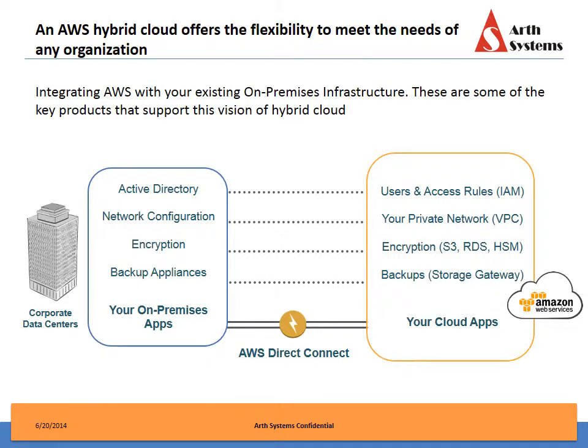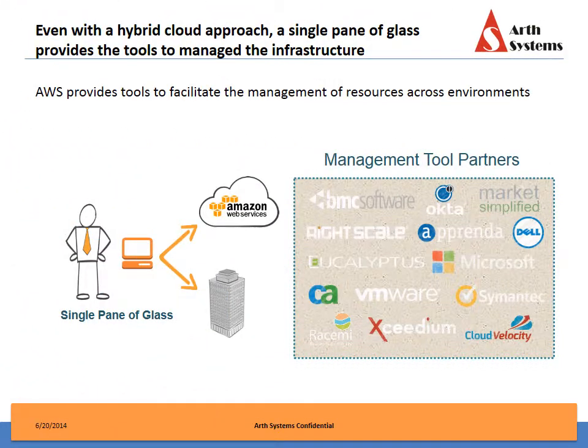An AWS hybrid cloud offers flexibility to meet the needs of any organization. Using AWS Direct Connect, your AWS resources can integrate with Active Directory, your network configurations, your encryption policies, and your backup appliances. The tools to manage the infrastructure can all be accessed through a single pane of glass, even with a hybrid approach.